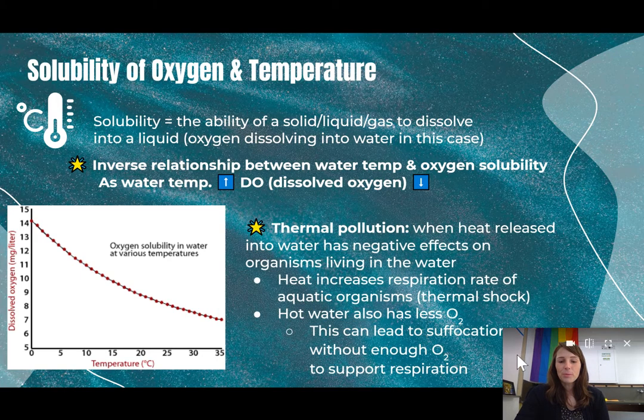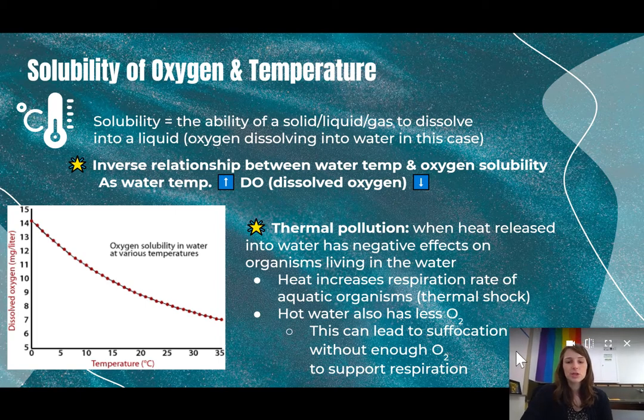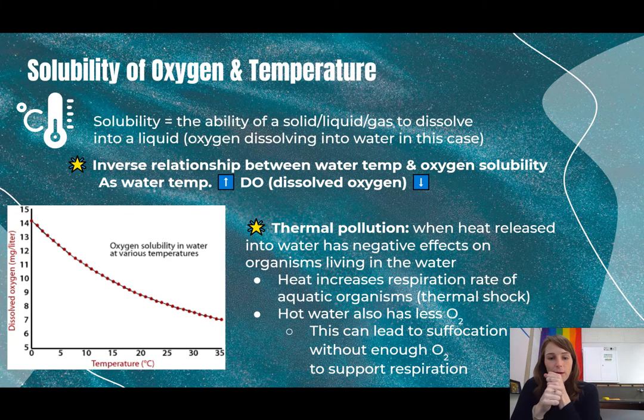Now, thermal pollution is going to be when heat is released into water. And we're going to especially be looking at the negative effects that it has on organisms living in the water. So one of the problems of thermal pollution is that, generally, heat is going to increase the respiration rate of aquatic organisms. It's known as thermal shock. Think of how you are going to be breathing faster as you are warming up. We're going to be having that in aquatic organisms.